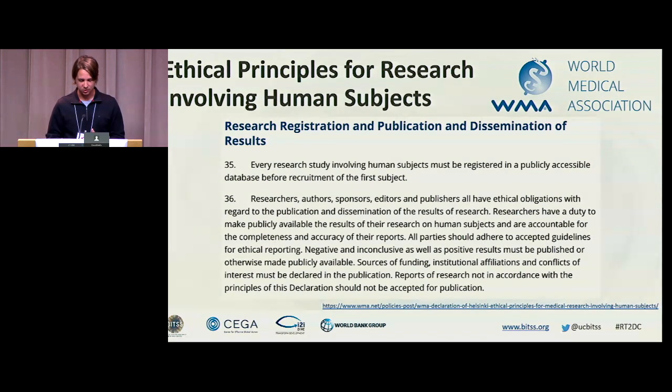All parties should adhere to accepted guidelines for ethical reporting. Negative and inconclusive, as well as positive results, must be published or otherwise made publicly available. So there's your file drawer. Sources of funding, institutional affiliation, and conflicts of interest must be declared in the publication. There's the conflicts of interest stuff that Ted was talking about. And reports of research not in accordance with the principles of this declaration should not be accepted for publication. I'm not saying you're going to have success with this approach, since institutions and organizations tend to sign up nominally for things that don't have any teeth behind them.